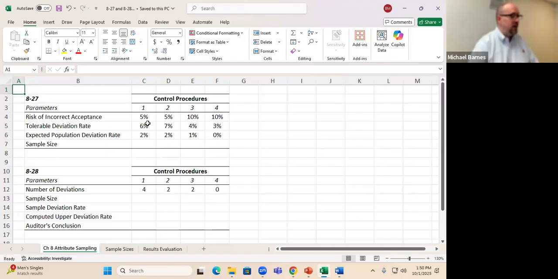So if I have a risk of incorrect acceptance of 5%, what does that mean for my confidence level, by the way? 95%, okay? So 95%, tolerable deviation rate of 6 and expected population deviation rate of 2. What is my sample size?